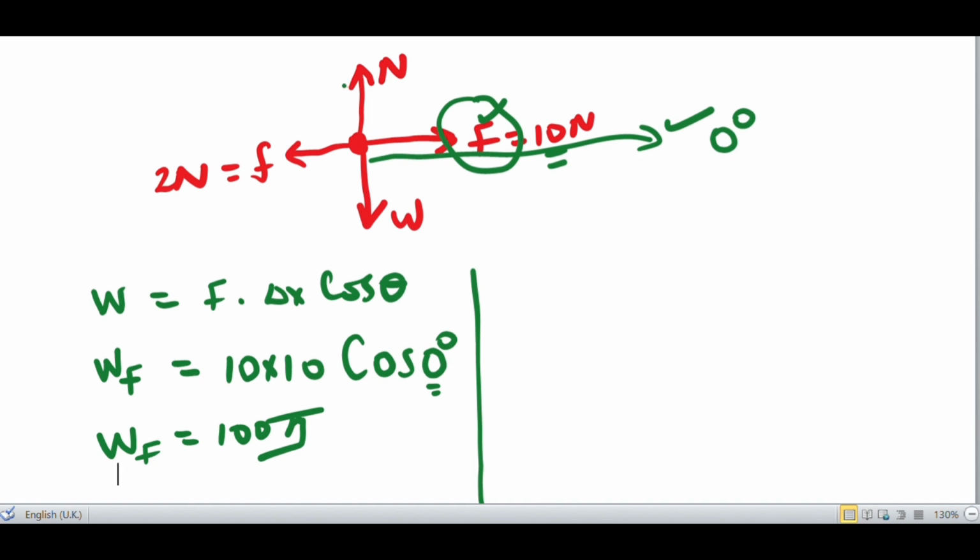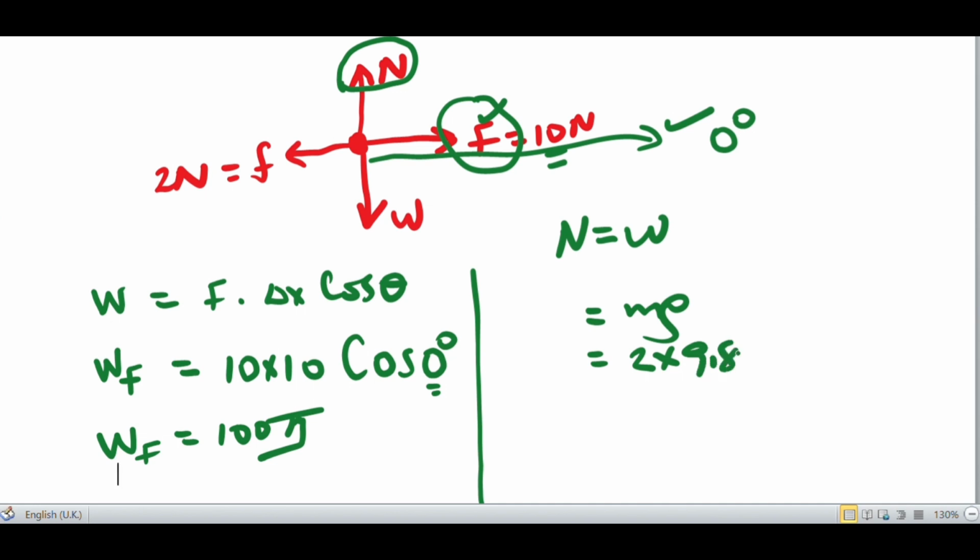Now let's calculate the work done by the normal force. We do not have the normal force, but we know that the normal force and the weight are equal and in opposite directions. In this case, they are balanced, therefore the normal force is equal to the weight. The weight is mg, so the mass is 2 times g, which is always 9.8. So we have 19.6 newtons. That is the normal force.